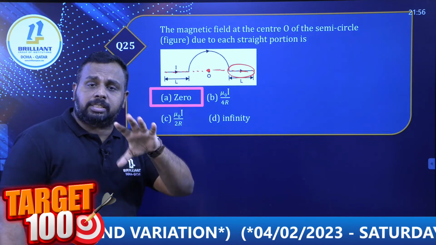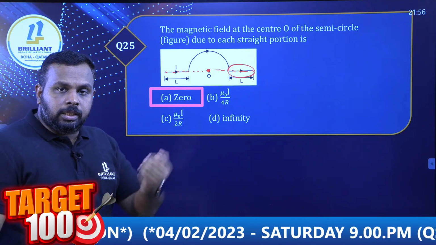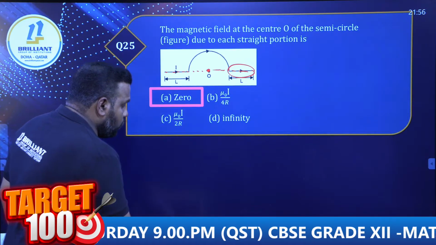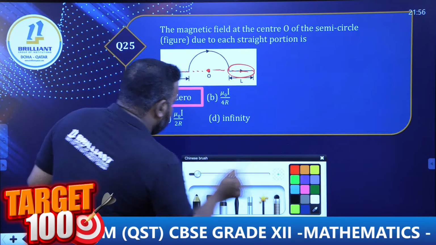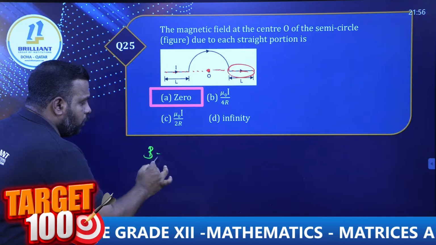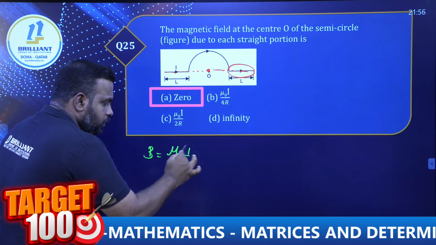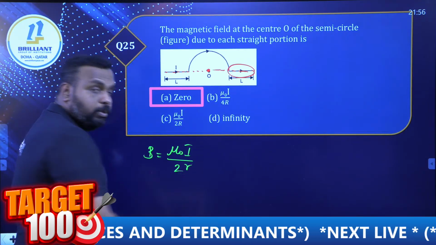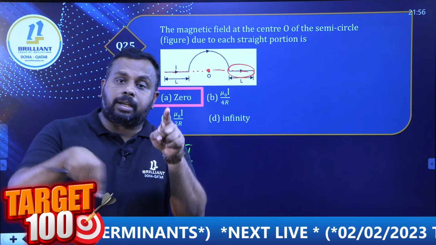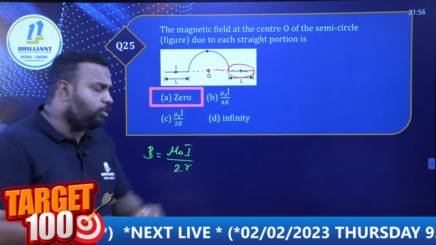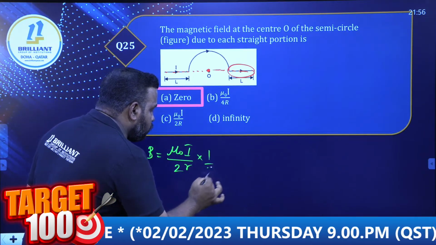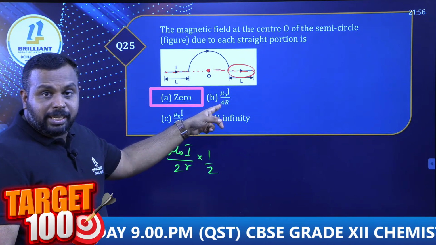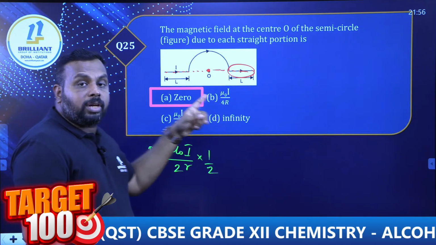But at the same time, in the same question, if they are asking what is the total magnetic field at the center, how can you find it? You can leave the straight part, only that semicircular part. What is the field due to a complete circle? You know that B is equal to mu naught I by 2R, where R is the radius. That is for the complete circle, but semicircle means half of this, so just multiply by half. So I get mu naught I by 4R. Mu naught I by 4R is there as an option.